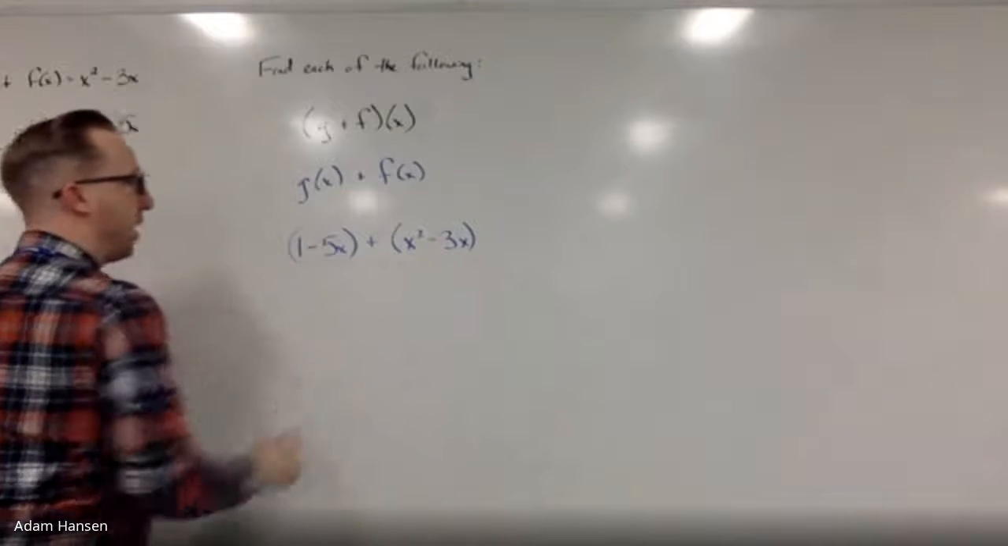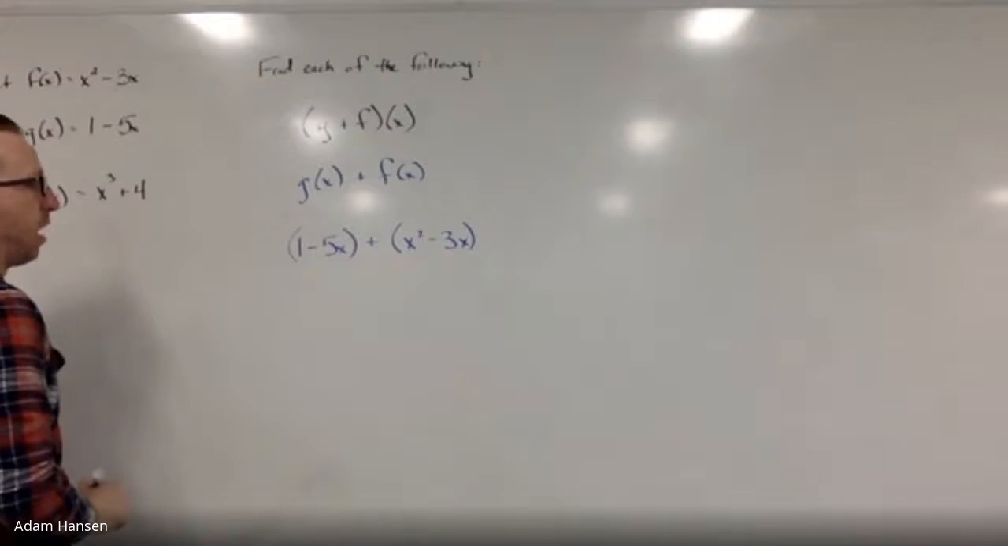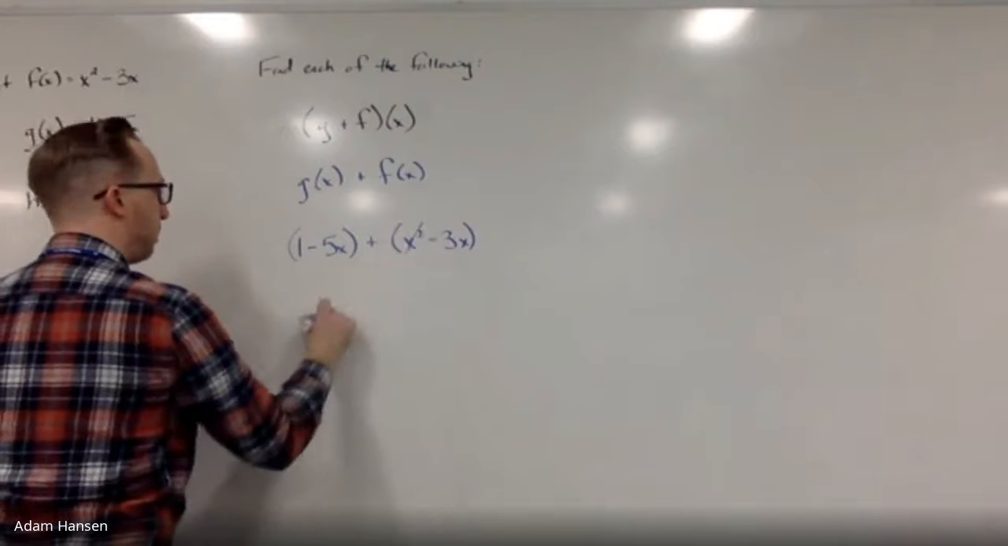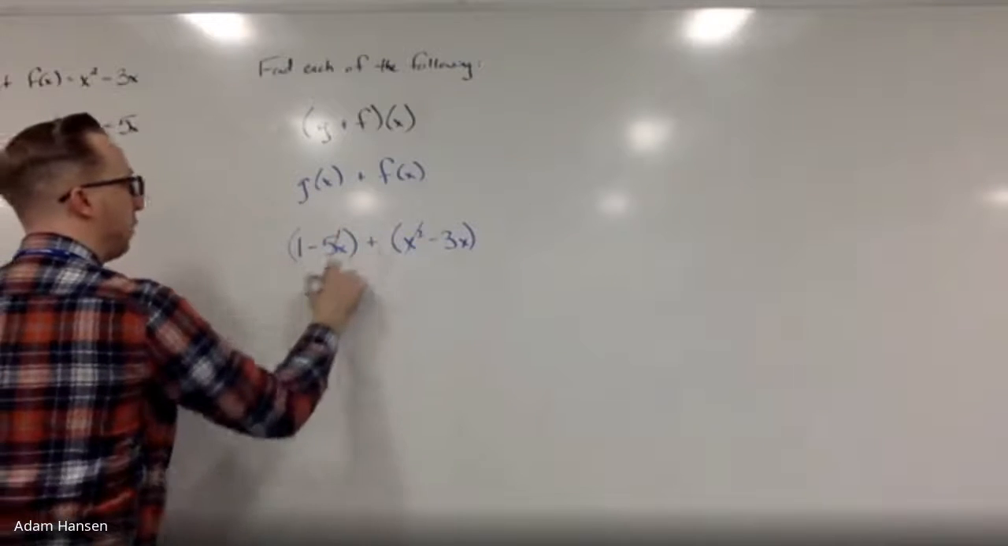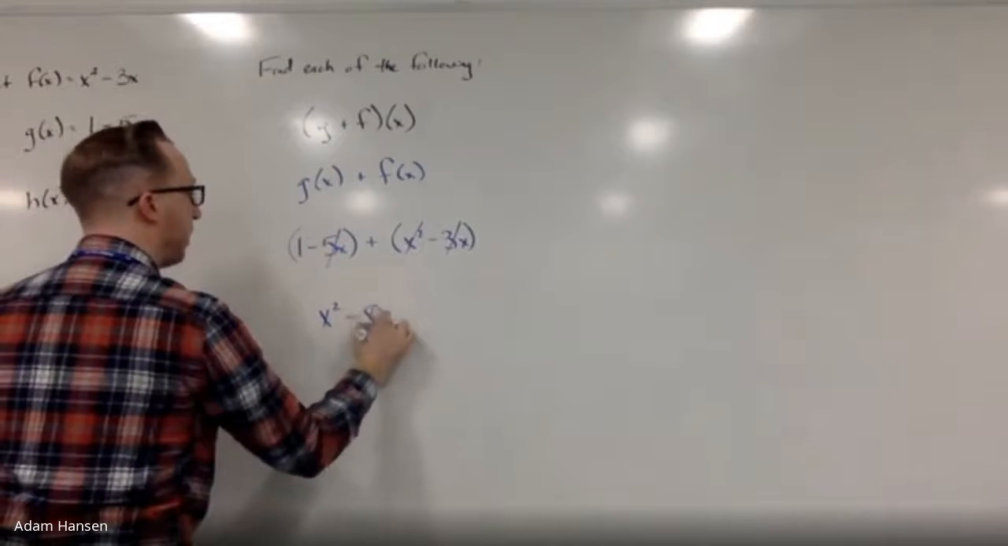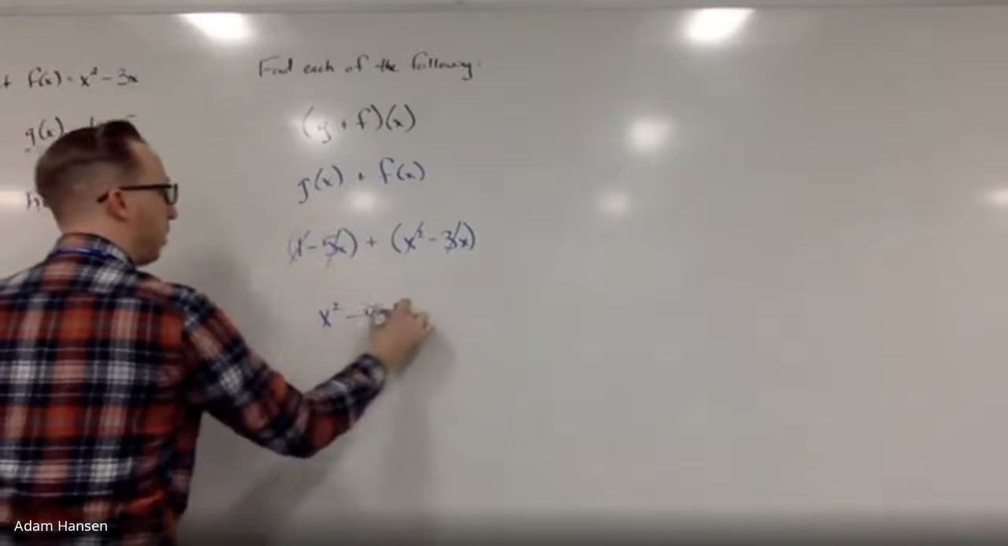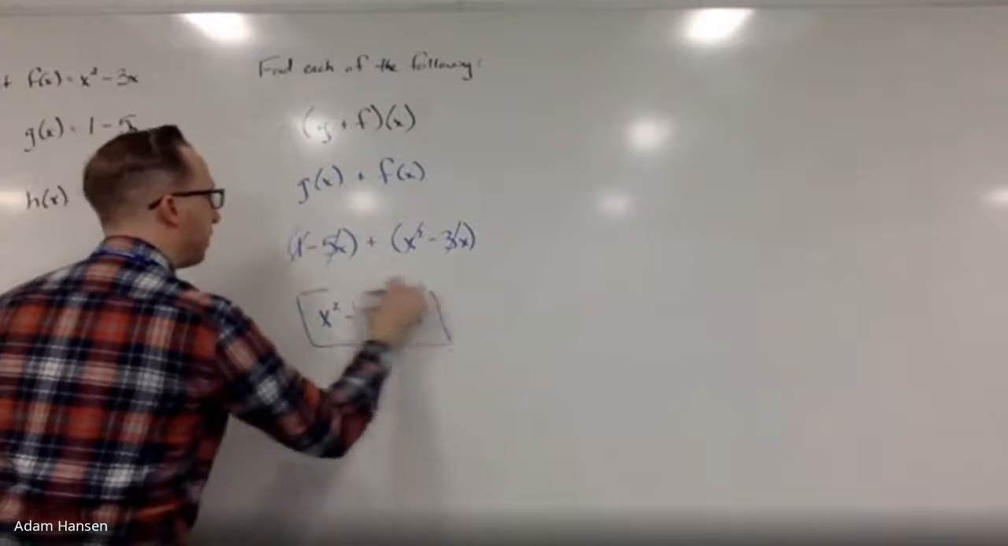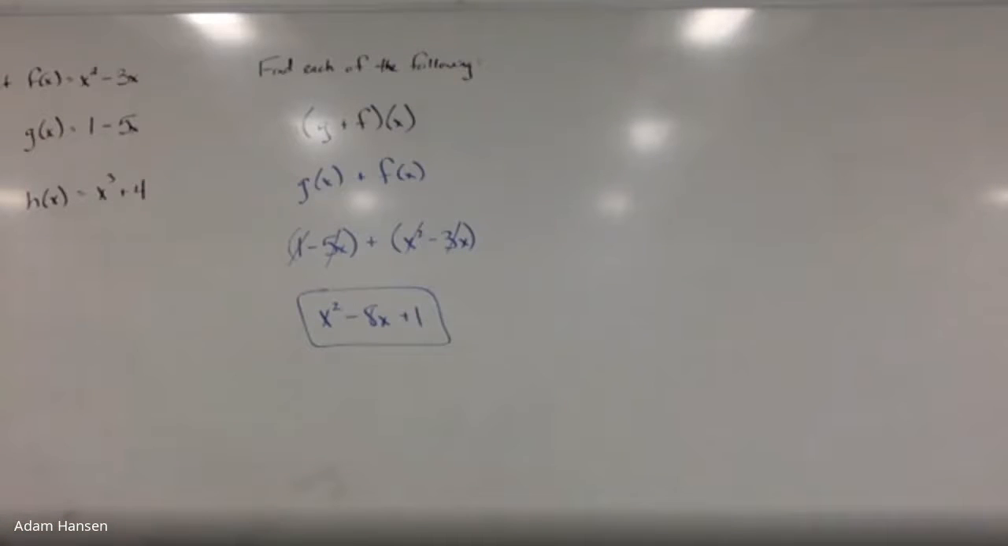I rewrite the function g, I rewrite the function f. Now I add the like terms together. X squared, negative 5x and negative 3x make negative 8x, plus 1 more to bring down. I built the function g plus f of x by adding the two functions f and g together.